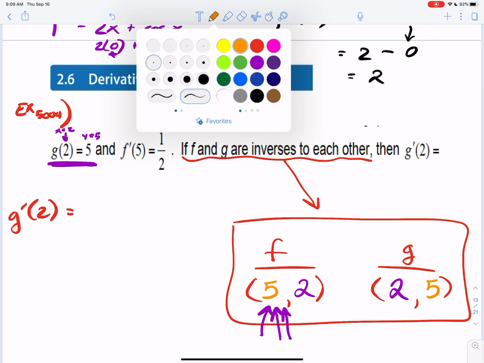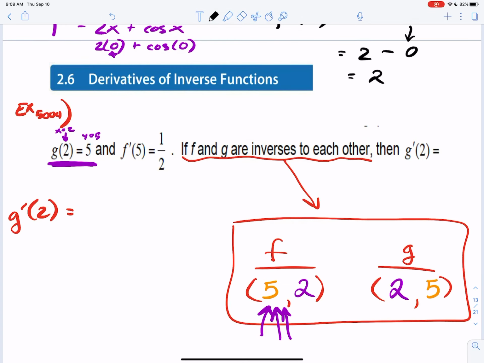Okay, so here we go. G prime of 2 is always going to be 1 over f prime of, in this case, 5. But wait, how do we find a derivative if they don't give us a function? It's even easier. They tell us that f prime of 5 is 1/2.